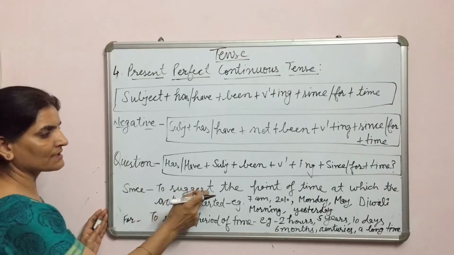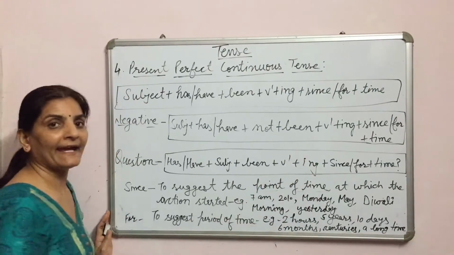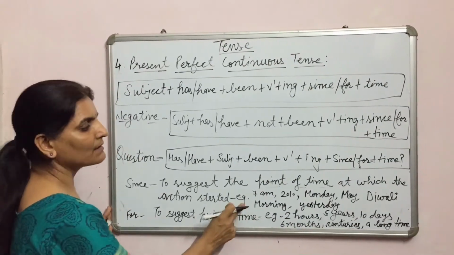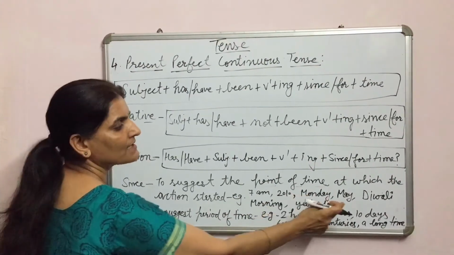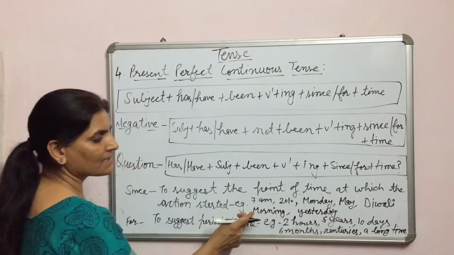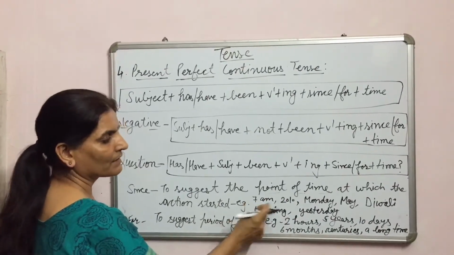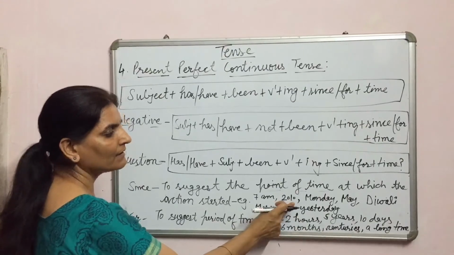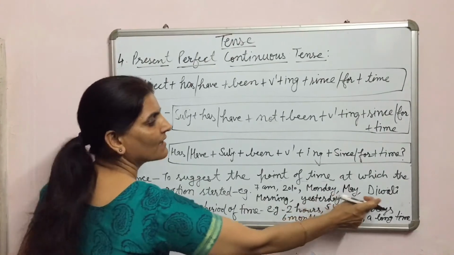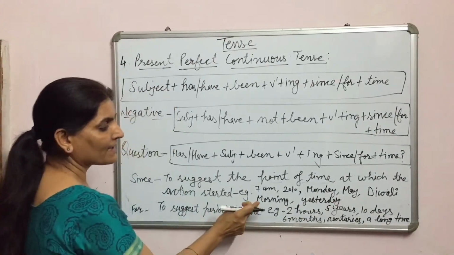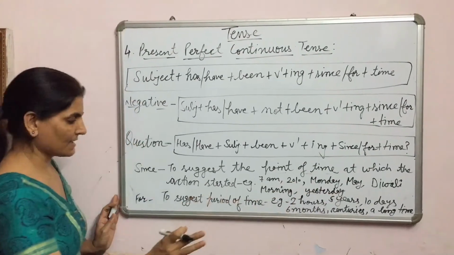Now let us see where to use since and where to use for. Since is used to suggest the point of time, means the exact time at which the action started. For example, since 7 a.m., since 2010, since Monday, since May, since Diwali, since morning, since yesterday. Means for exact time, for year where the year is mentioned, for name of days, for name of months, for name of festivals, for exact time, morning or evening, and with yesterday also we will use since.